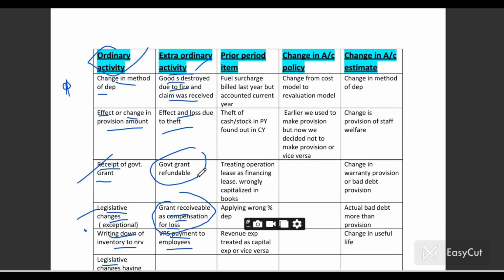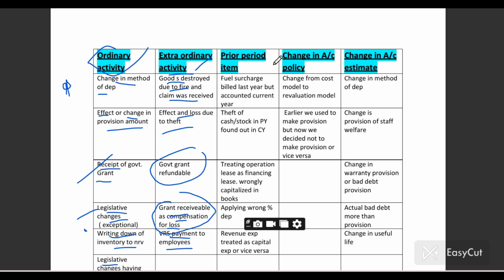Now you will ask what the treatment will be. If a separate head is available for that ordinary activity, like employee benefit expenses, which has a separate head in the P&L, then you show it under such head. If no separate head is available, then write it under exceptional item, for example inventory from cost to NRV. And what will you do with the extraordinary item? All extraordinary items should be separately disclosed in P&L. You don't have to combine ordinary and extraordinary activity.